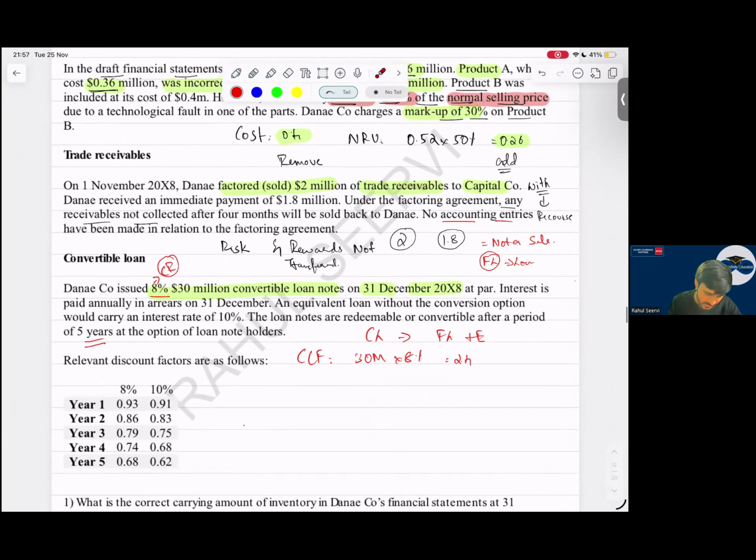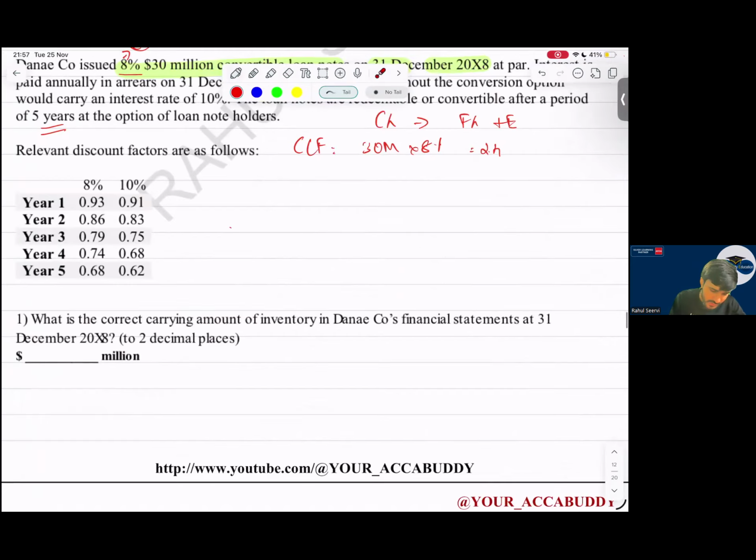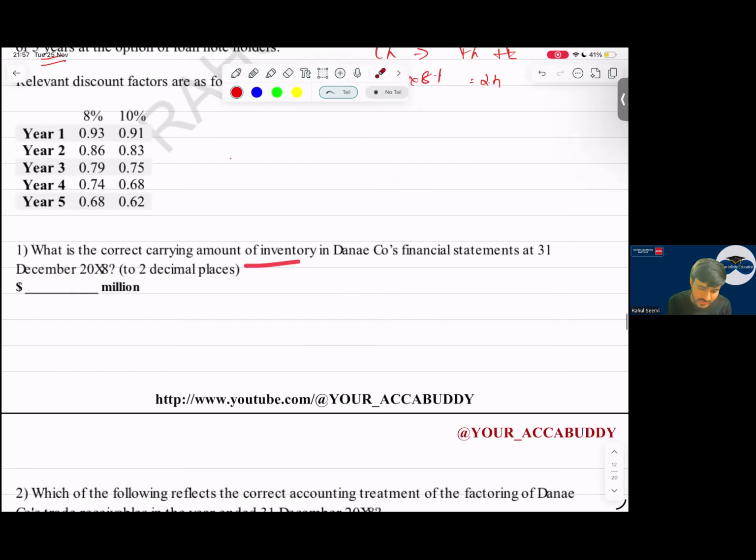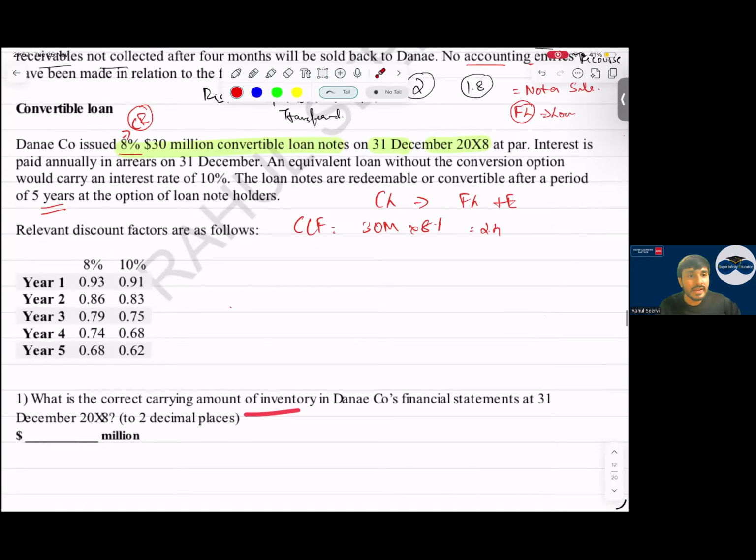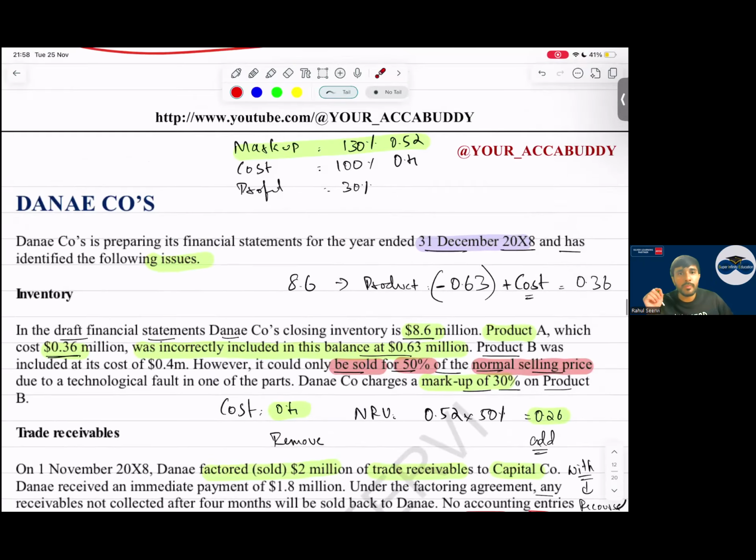What is the first question saying? The first question is: what is the correct carrying amount of inventory in D's financial statement at 31st December 2008? Up to two decimals, we have to answer this. What is the correct value of the inventory? Just above, we have seen that the inventory value was not properly recorded. We have to change it and record it. So, how much will it be?